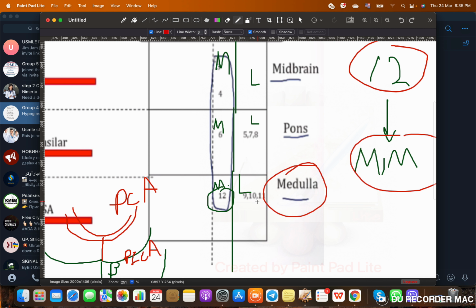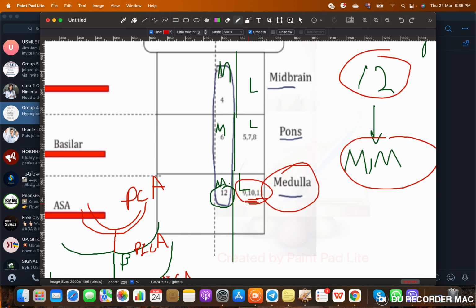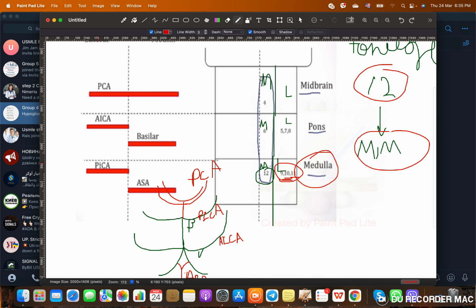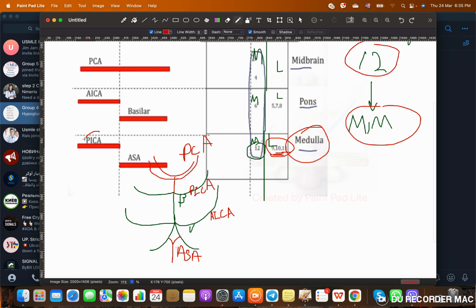If they give you somebody with sternocleidomastoid and vagus nerve dysfunction, and a problem with swallowing, you need to think about lateral medullary syndrome. What supplies that is the PICA. Okay, I messed these up. So here is PICA actually, and here is AICA. Sorry. So the PICA is this one.